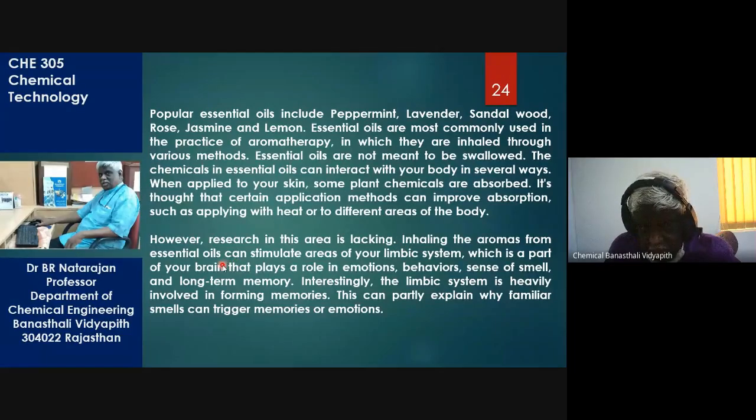Inhaling the aromas from essential oils can stimulate areas of your limbic system, which is part of your brain that plays a role in emotion, behavior, sense of smell, and long-term memory. Interestingly, the limbic system is heavily involved in forming memory. This can partly explain why familiar smells can trigger memories or emotions.